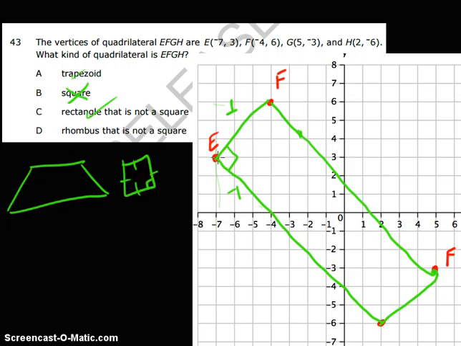Rhombus that is not a square? Well, as you can see from the shape, they are widely spread out, so it cannot be a rhombus either. So based on this, the correct answer would be C. And we don't necessarily have to go through all those steps once we draw them, because we can easily tell it's not a trapezoid, it's not a rhombus, and it's not a square. So that leaves me with one more choice.